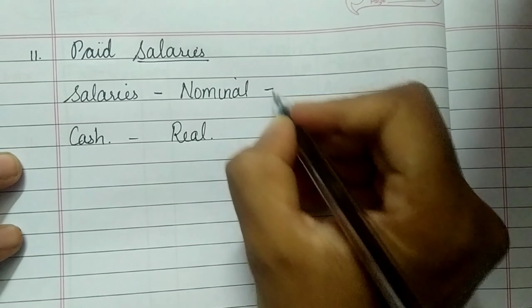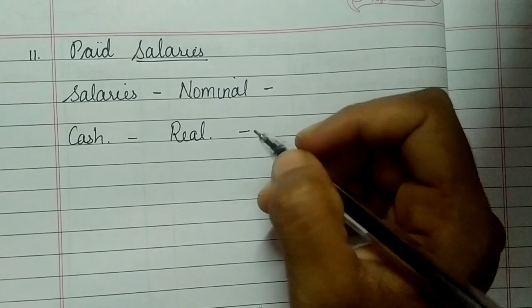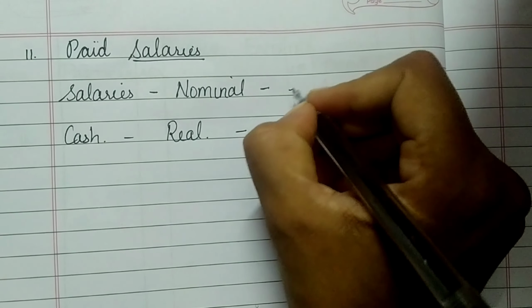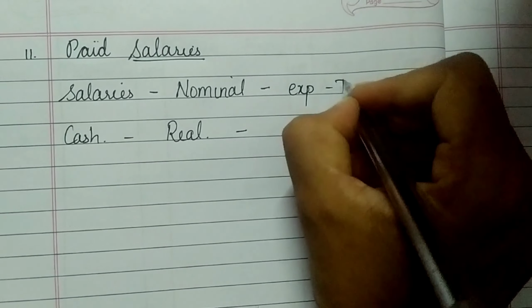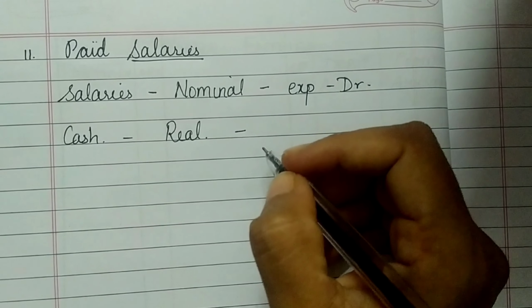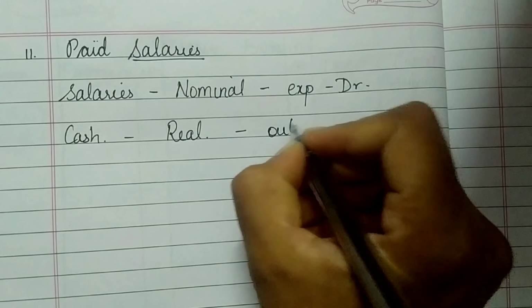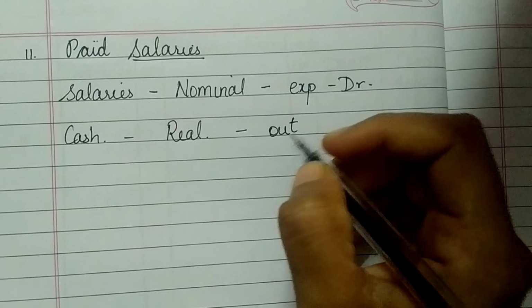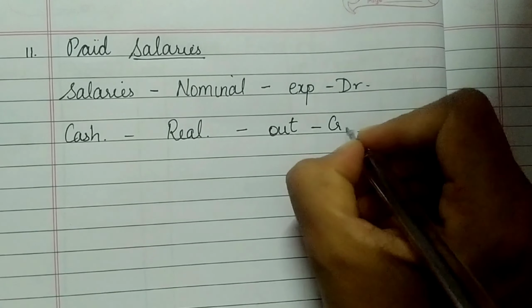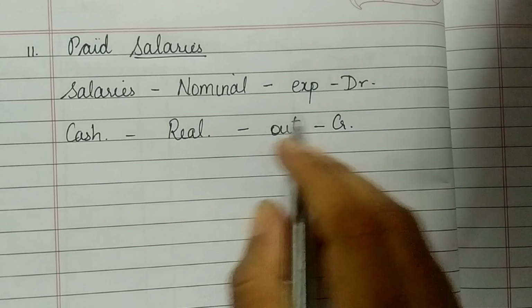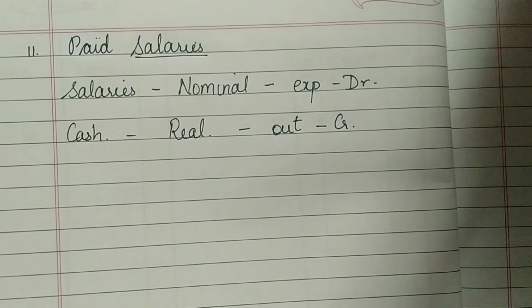So, nominal account rule is debit all expenses and losses, credit all incomes and gains. Therefore, salaries is an expense. So, since it's an expense, we are going to debit it. Likewise, we are paying salary. Cash is going out of the business. So, according to the real account rule, debit what comes in, credit what goes out. So, whatever goes out, I'm going to credit it. Therefore, salaries is debit, cash is credit.